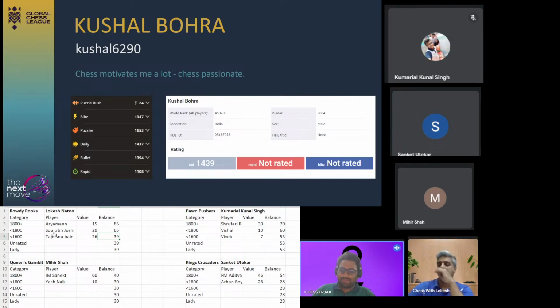Guys, let us proceed with the auction. Kushal Bora going to the Queen's Gambit, 5 points. Sanket, Kushal Bora, 5 points. Queen's Gambit going once. 6 points. 7 points. Thala for a reason, they say. 7 points. Queen's Gambit. Kushal Bora.